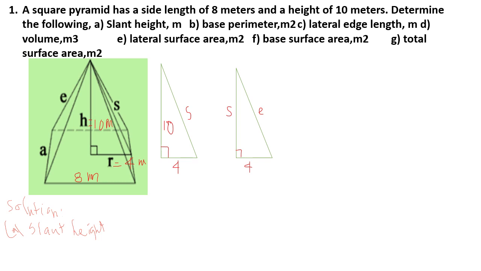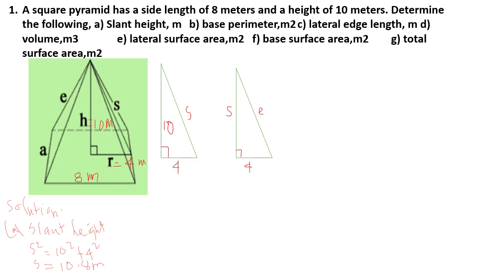See the figure there. You have 10 as the height and 4. From the figure, L square equals 10 square plus 4 square. So your L is equivalent to 10.8 meters.